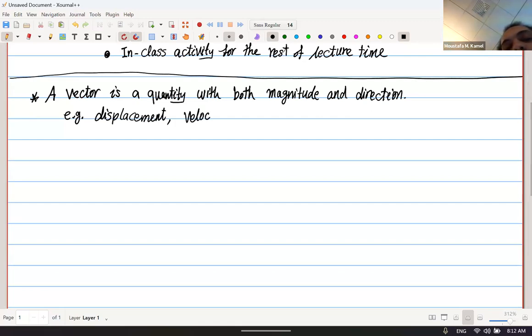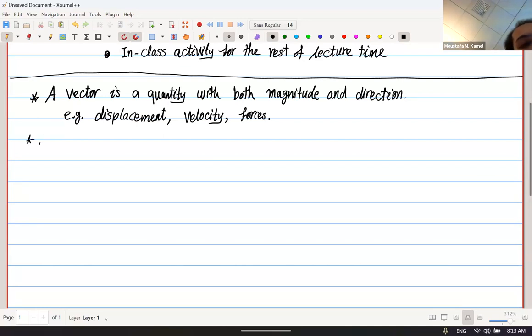Also, velocity is a vector, as we will talk in a minute. Acceleration is also a vector. Forces are vectors. If you go a little bit more advanced, or as you will see in 42, whoever will take the class, electric field is a vector, magnetic field is a vector. So we have lots of vectors in physics, okay? A vector is a quantity with both magnitude and direction.